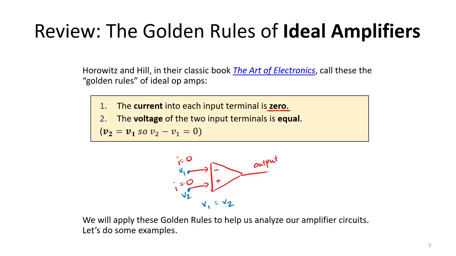In real life, it turns out that the current going into each input terminal will not be 0, and the voltage will not be perfectly equal. But most of the time, this is a pretty good approximation. Most of the time in this course, we will assume that our operational amplifiers follow these golden rules. We saw in our previous video that these golden rules can help us greatly simplify our operational amplifier circuits.